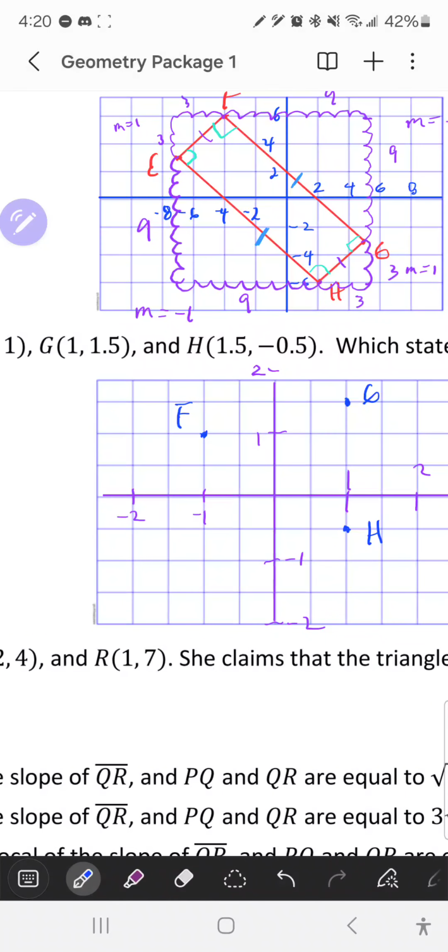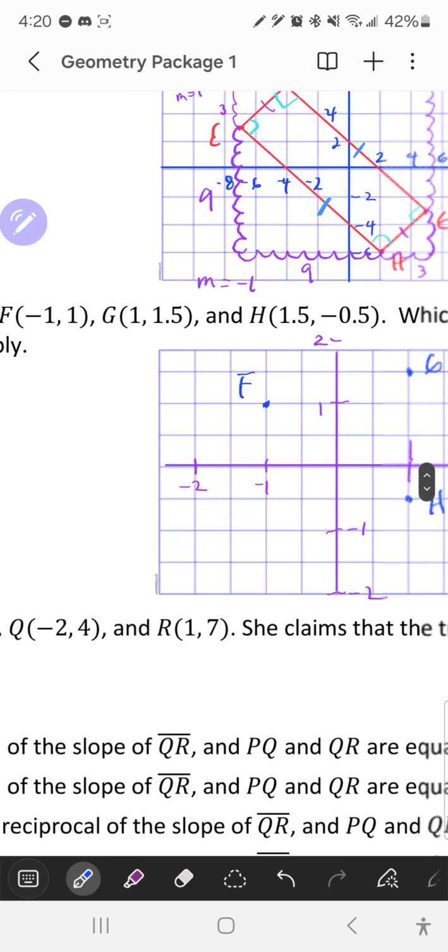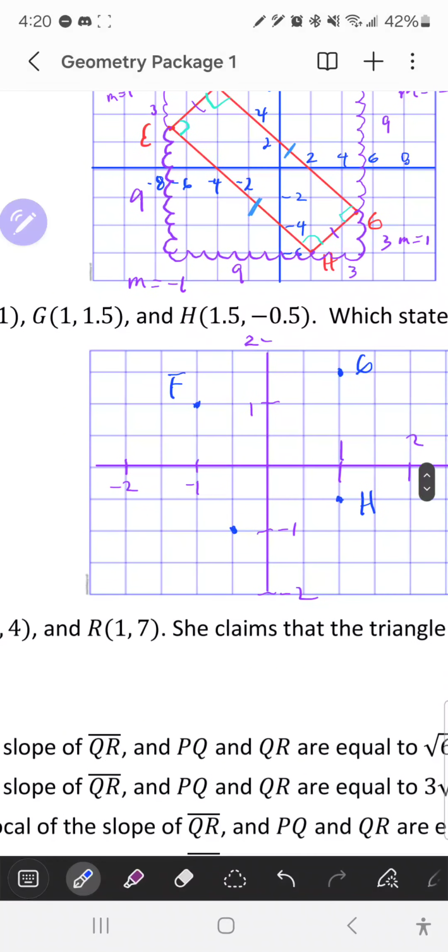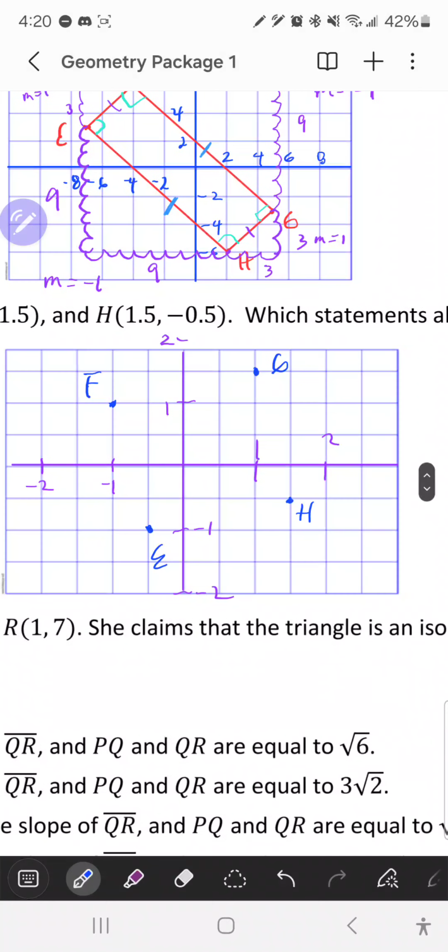And here I made a mistake. This is -0.5 comma -1, which is going to be here. And H is 1.5. Okay, now it's correctly graphed. We draw our figure.